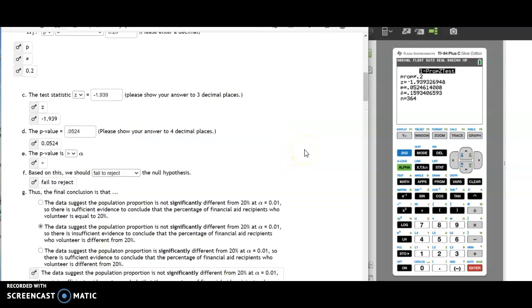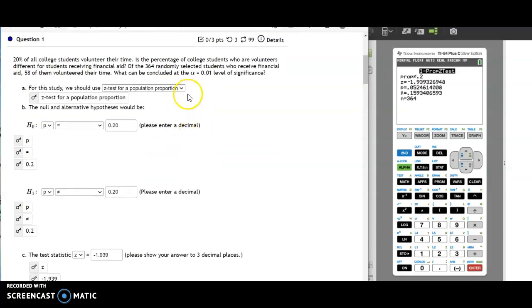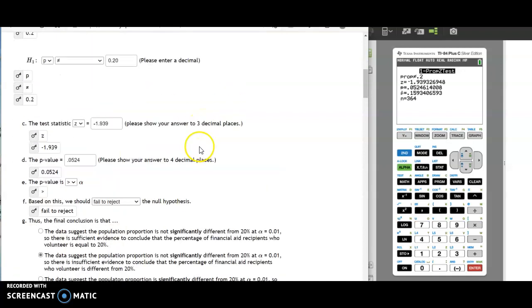Okay, so that's an example of the type of problem you would see in 9B. Again, very similar to what you saw in 9A. The main difference here is that you are doing a z-test on proportions. You'll never do a t-test on proportions. Proportions are always a z-test, and you will be using a p symbol here and not the mu. Other than that, it's very similar.